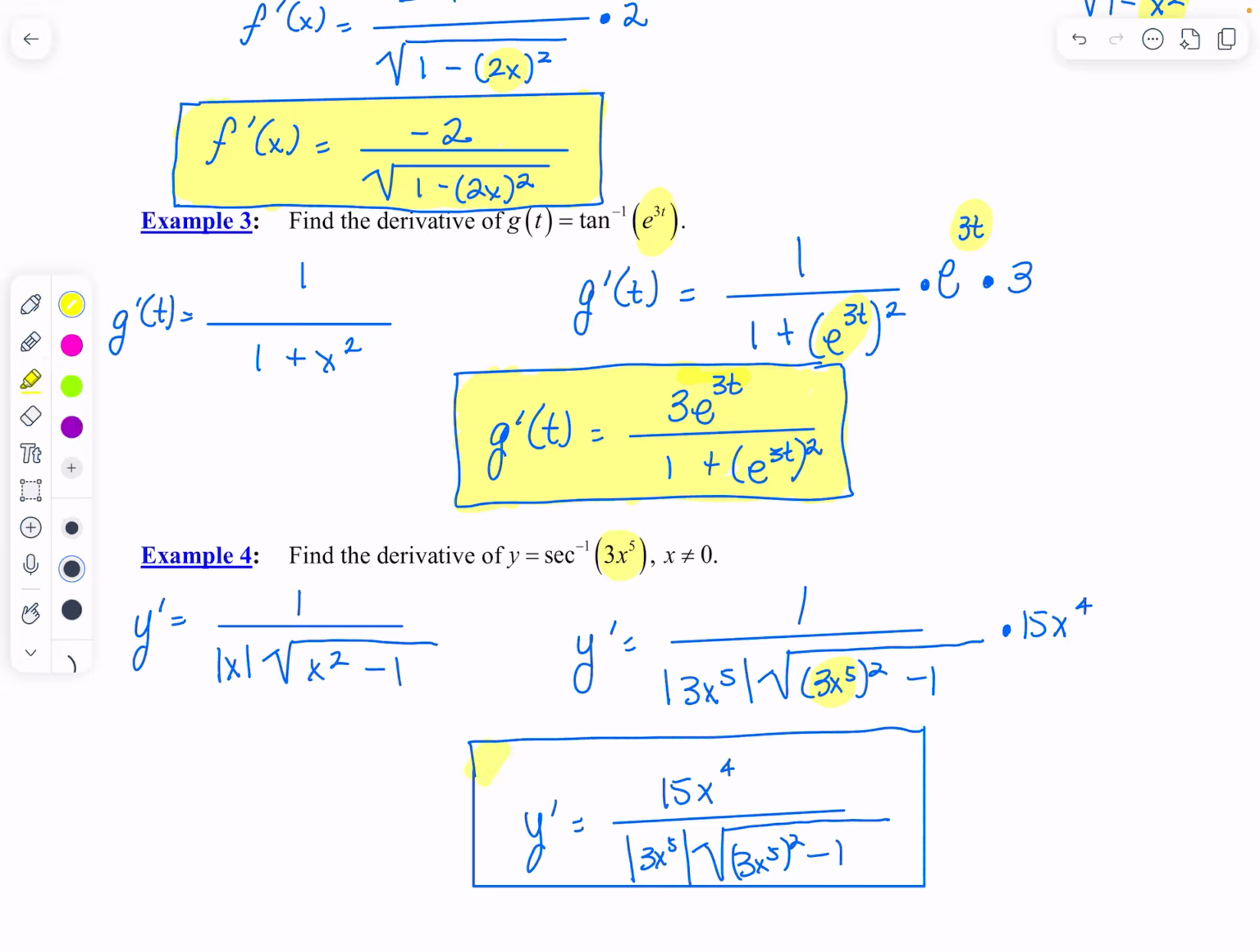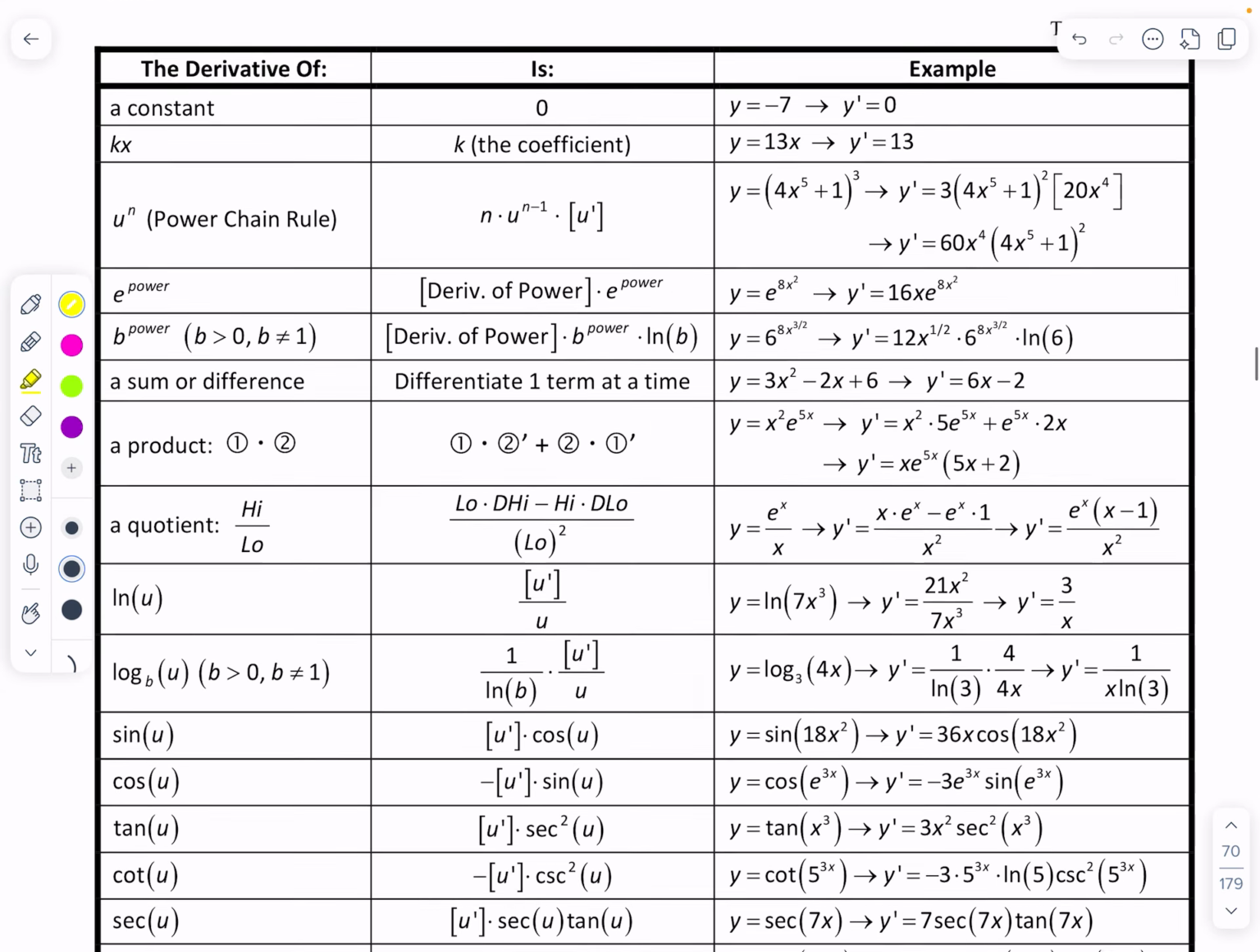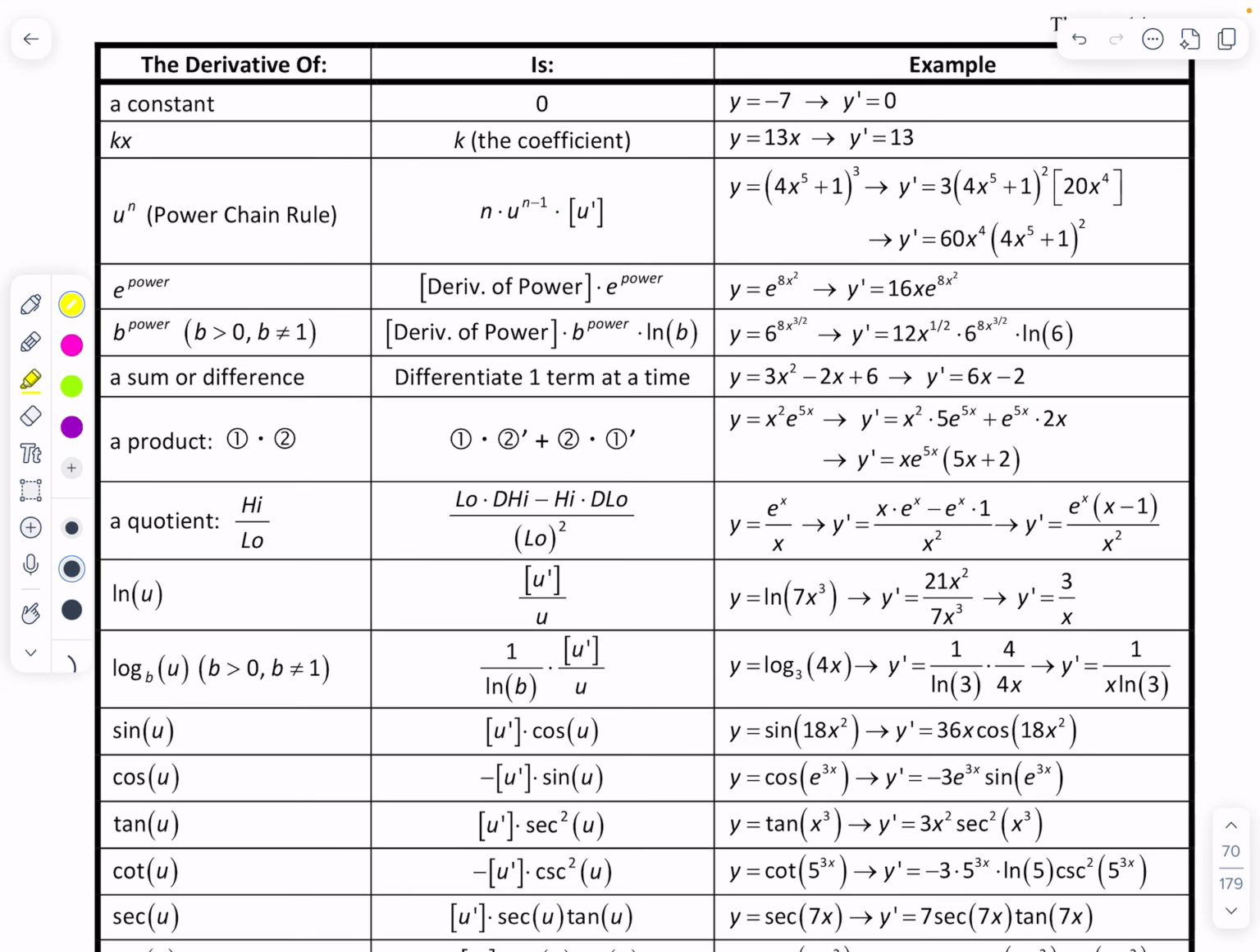Okay. So this is the last bit of information that you need to know. And if you go back to the very first page, you will see something that looks like this, except this list gives us everything in terms of the chain rule.